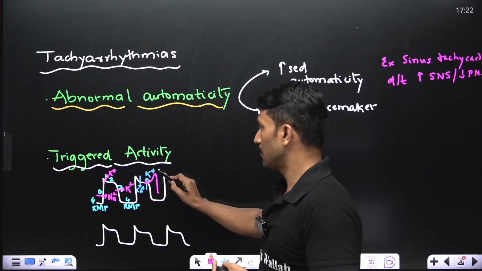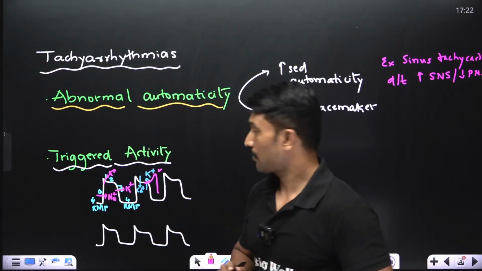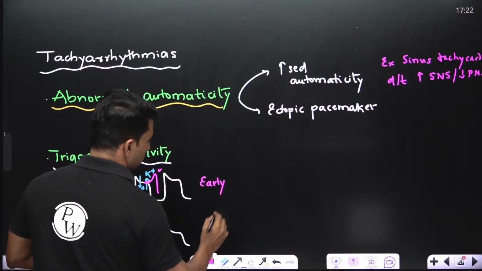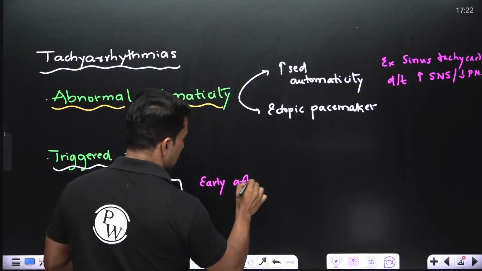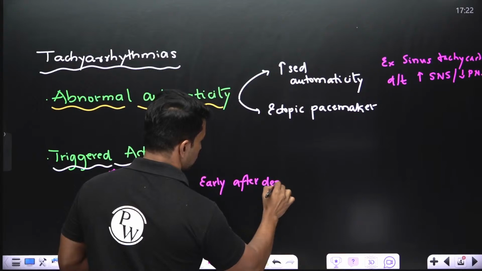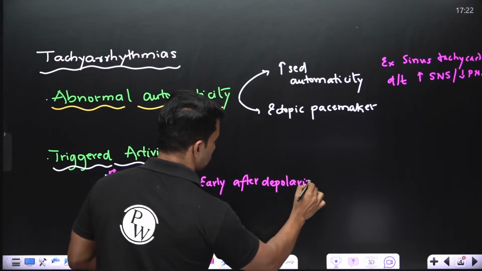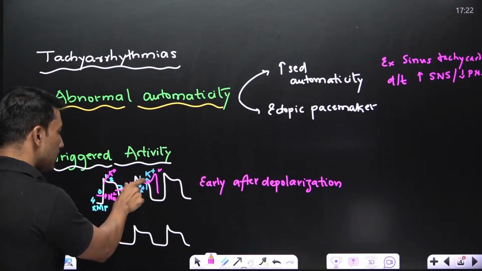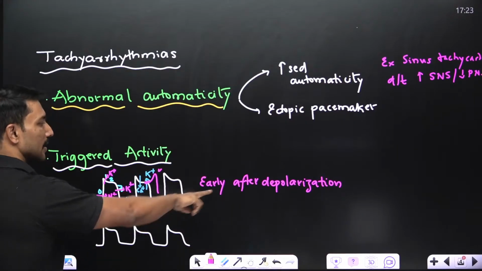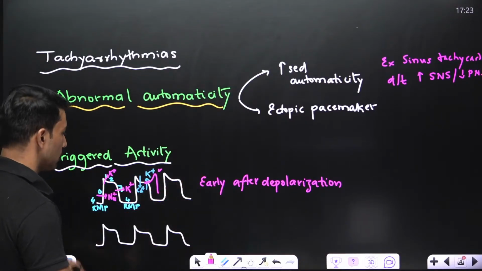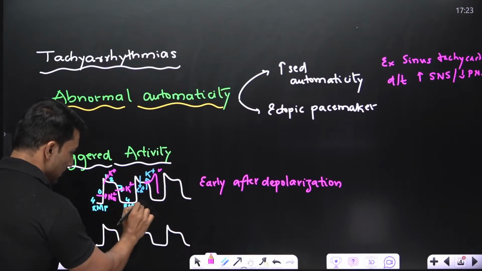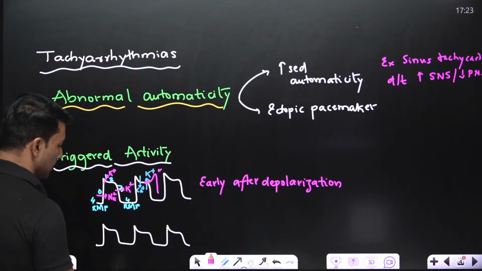So now I have one early, we will call it early after depolarization. So if I interfere with the calcium and potassium, I can end up getting early after depolarization, which will now trigger an arrhythmia. Okay.